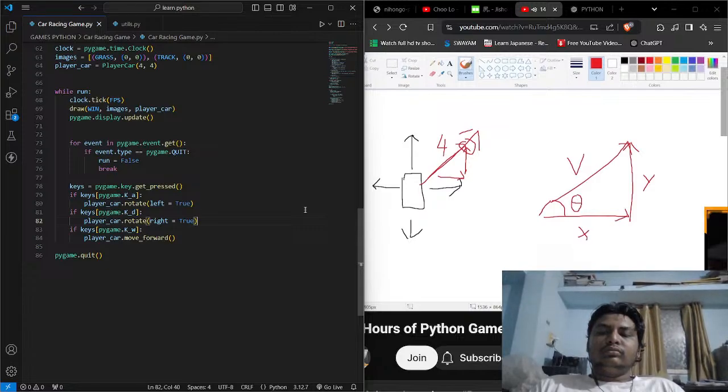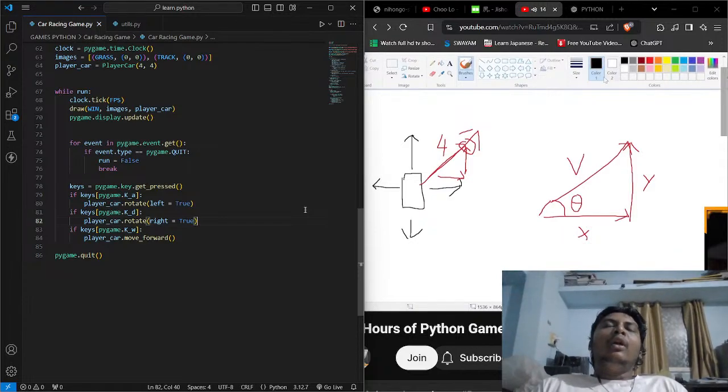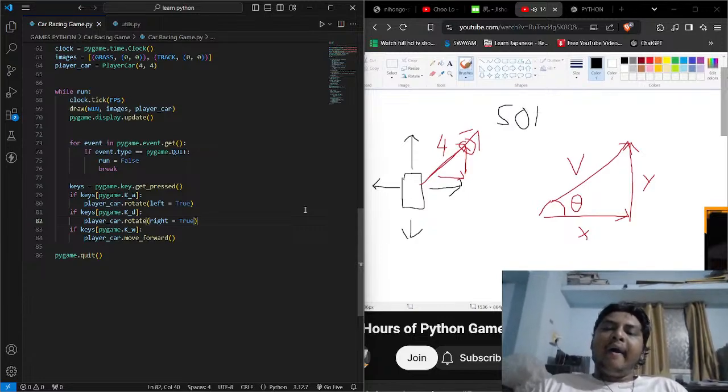And if we know this angle, we can actually figure out what Y and what X are by using trigonometry. So there's a few very popular equations. The way I remember them is the following. We have SOH, CAH, and TOA.